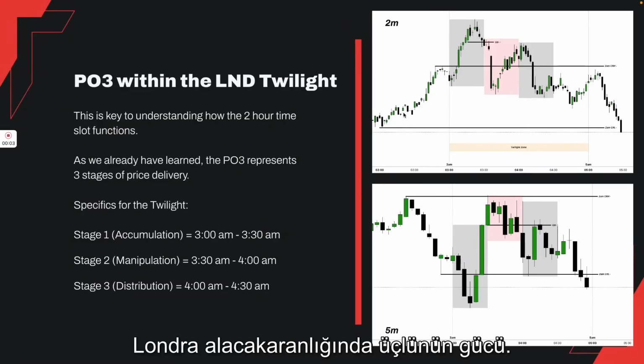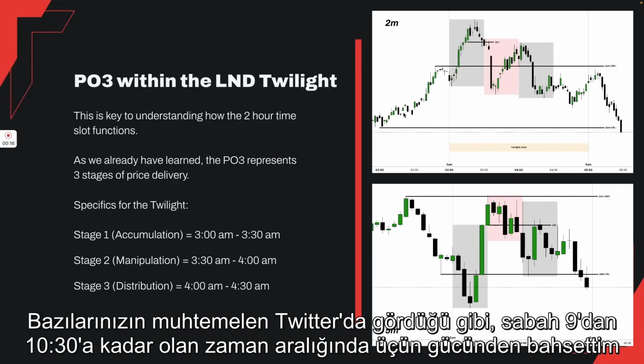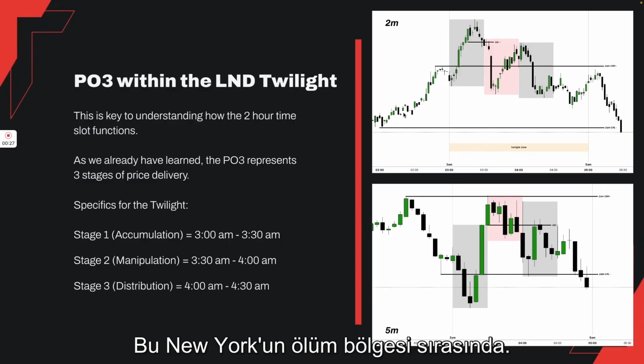The power of 3 within the London twilight. This is key to understanding how the 2-hour time slot actually functions. As some of you probably have seen on my Twitter, I have mentioned the power of 3 within the time slot of 9 a.m. to 10:30 a.m. This is during the New York kill zone.